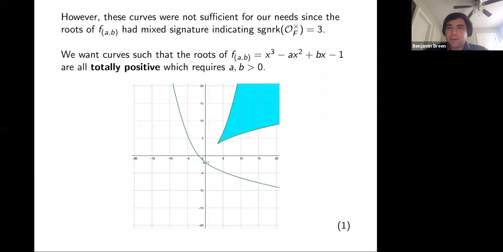And you can make this a little bit more explicit if you want to confirm that the roots of this polynomial will be totally positive when A and B are positive: you can observe that this polynomial will output negative values whenever you plug in negative values for x. And so you know that there are no roots when x is negative in that case, and so all the roots have to be positive.